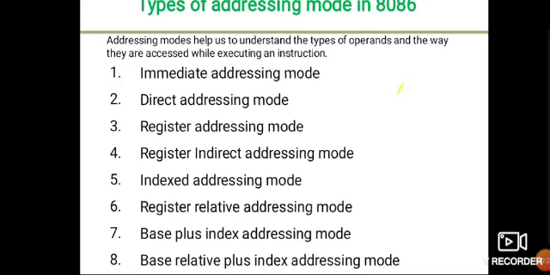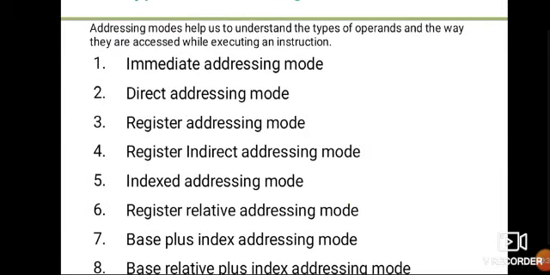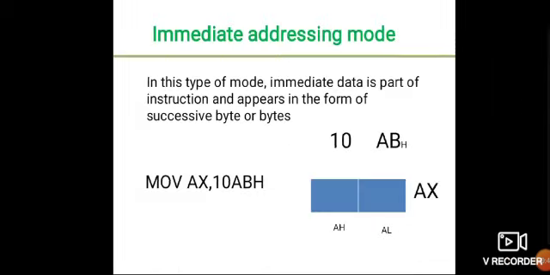So, we have these types of addressing modes in 8086: immediate addressing mode, direct addressing mode, register addressing mode, register indirect addressing mode, indexed addressing mode, register relative addressing mode, base plus index addressing mode, and base relative plus indexed addressing mode. We'll see every addressing mode with an example.